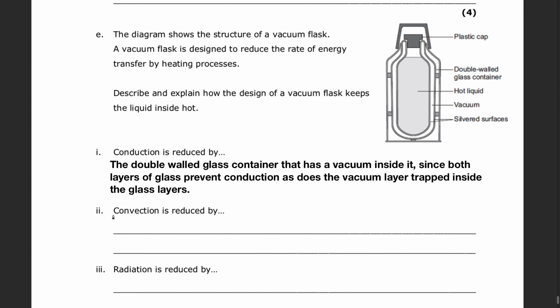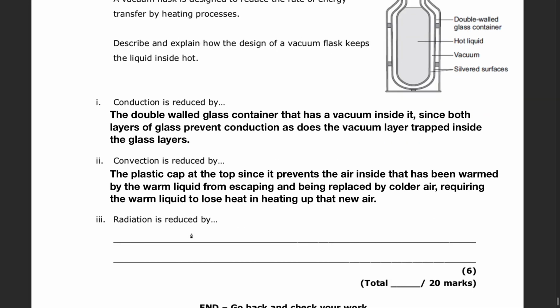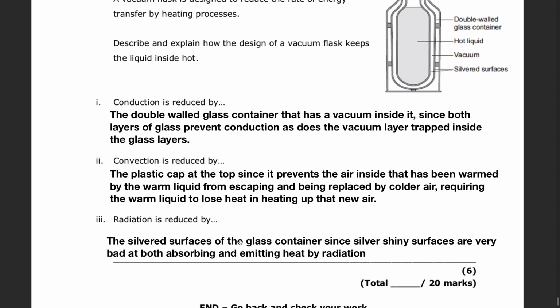Question 2. Convection is reduced by the plastic cap at the top, since it prevents the air inside that has been warmed by the warm liquid from escaping and being replaced by colder air, requiring the warm liquid to lose heat in heating up that new air. Finally, radiation is reduced by the silvered surfaces of the glass container, since silver shiny surfaces are very bad at both absorbing and emitting heat by radiation.